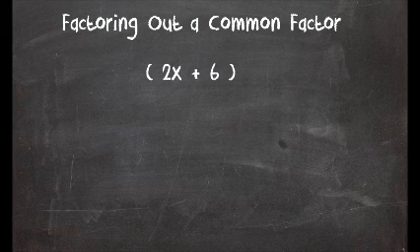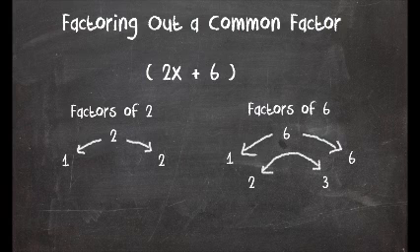Let's try this example. We have the binomial 2x plus 6. Let's think of the factors of 2 and 6 to see if there's a common one. We see here that the factors of 2 are 1 and 2 because 1 times 2 gives you 2. We also see that the factors of 6 are 1 and 6 and 2 and 3. Hopefully you noticed that there was a common factor, 2.